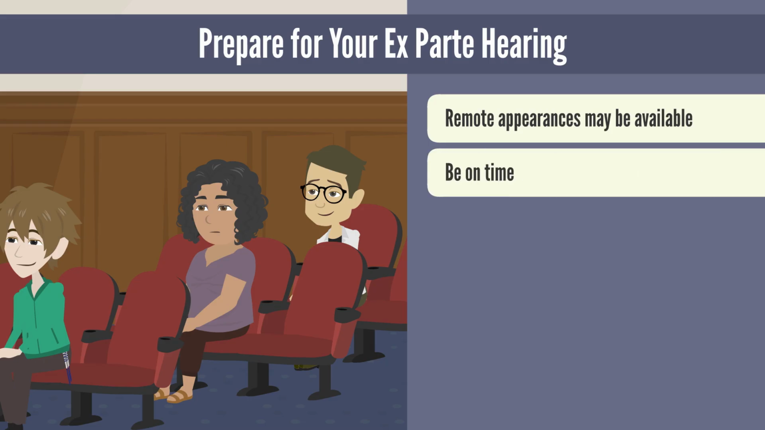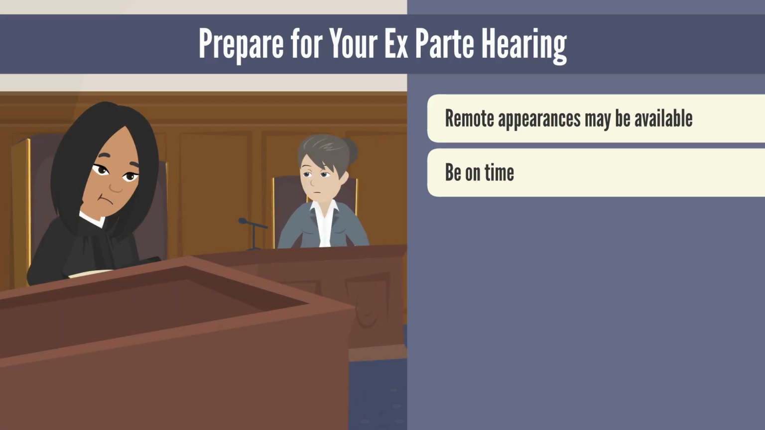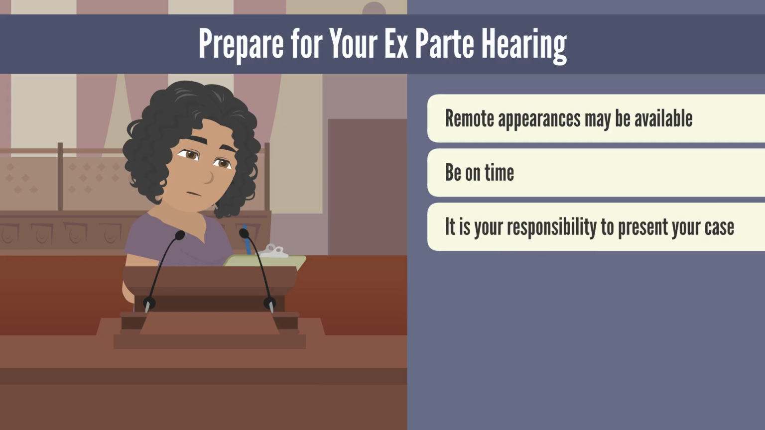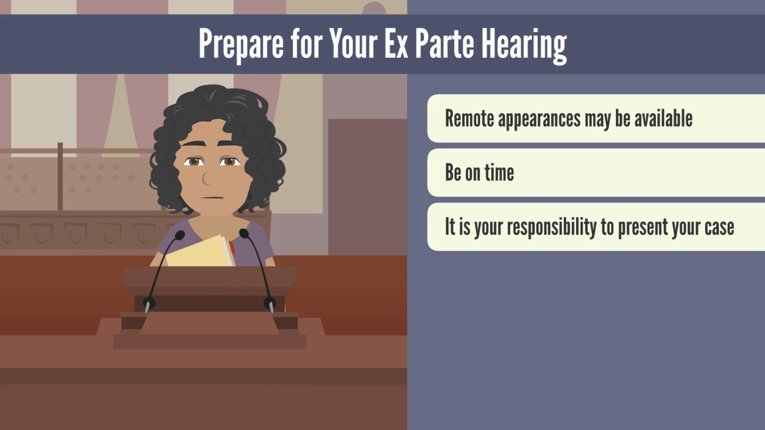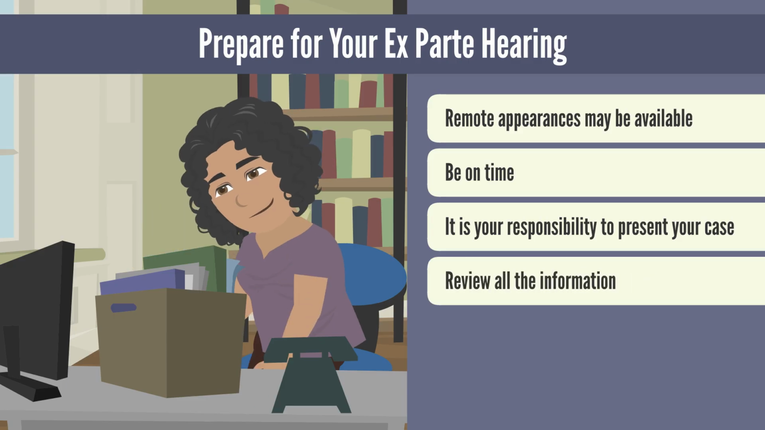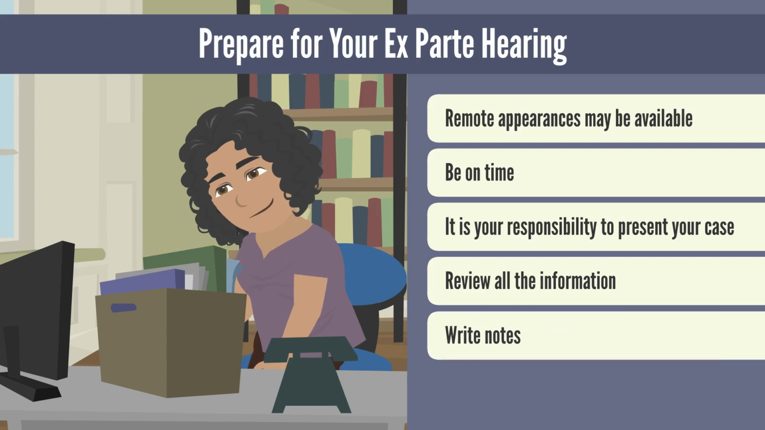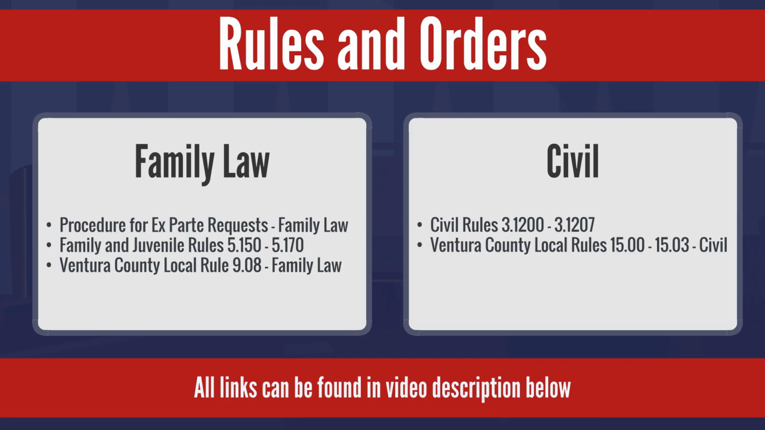Be on time. If you are not present when the court calls your case, your request may not be heard by the court. Bring a pen and paper to write down notes and the judge's ruling. It is your responsibility to present your case to the court. Prior to your hearing, you may want to consult with a private attorney for legal advice and assistance with strategy and evidentiary issues. Review all of the information in your ex parte request and any responses you have received. Write notes on what you want to say in court. Links to the relevant rules and orders relating to ex parte hearings can be found below in the video description.